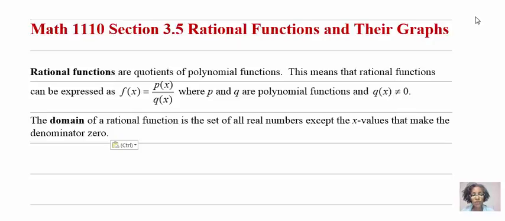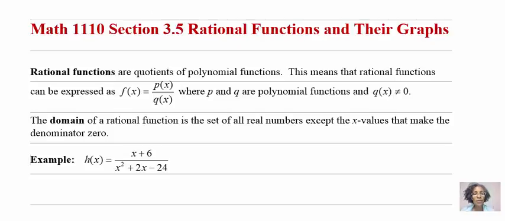The domain of a rational function is the set of all real numbers except the x values that make the denominator zero. Let's look at an example of a rational function. H of x equals x plus 6 over the polynomial x squared plus 2x minus 24. Let's find the domain of this function.